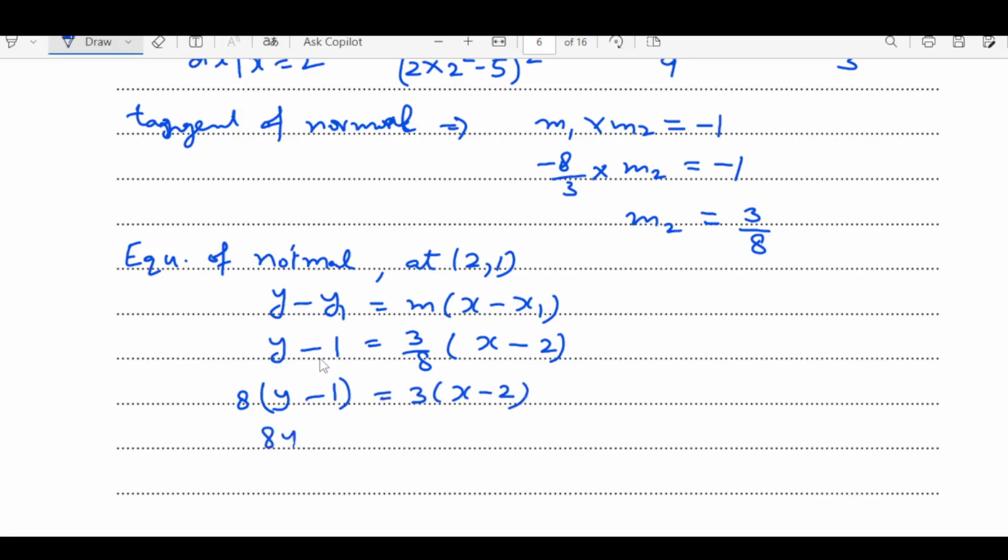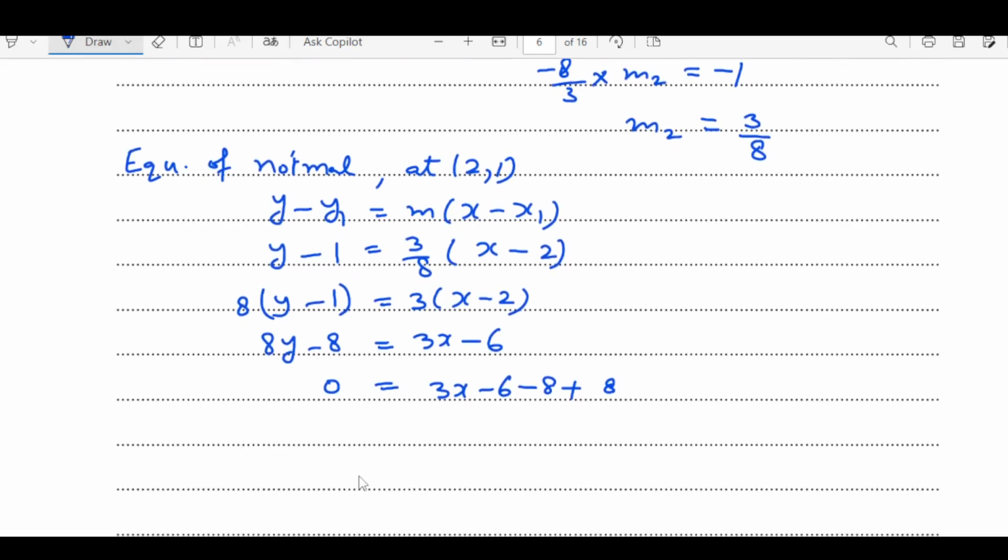So, just expand the brackets, 3x minus 6. So, our equation, I am putting this on the other side. So, 3x minus 6 minus 8y plus 8. Sorry, this is 8y here. So, this is 0 equals 3x minus 8y plus 2. So, that is our final answer, 3x minus 8y plus 2, this is the equation of the normal.